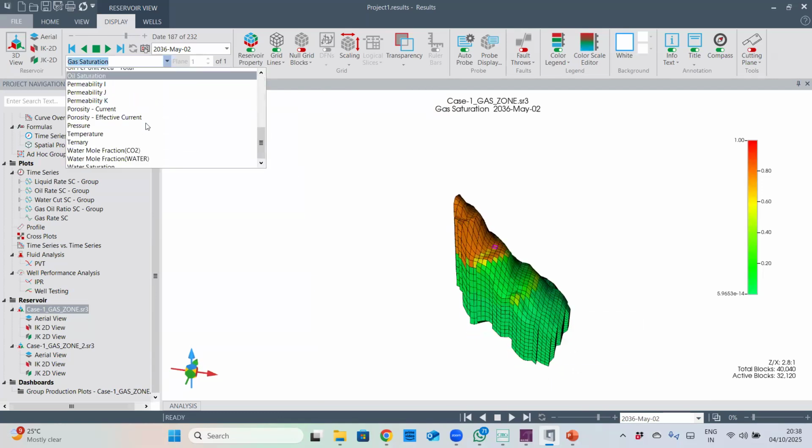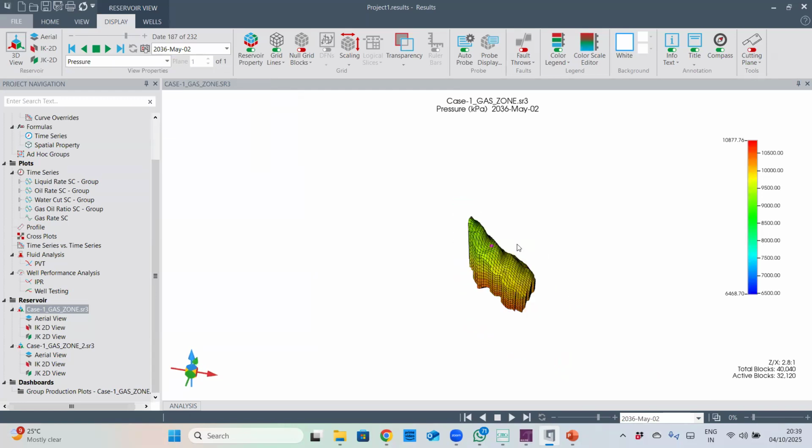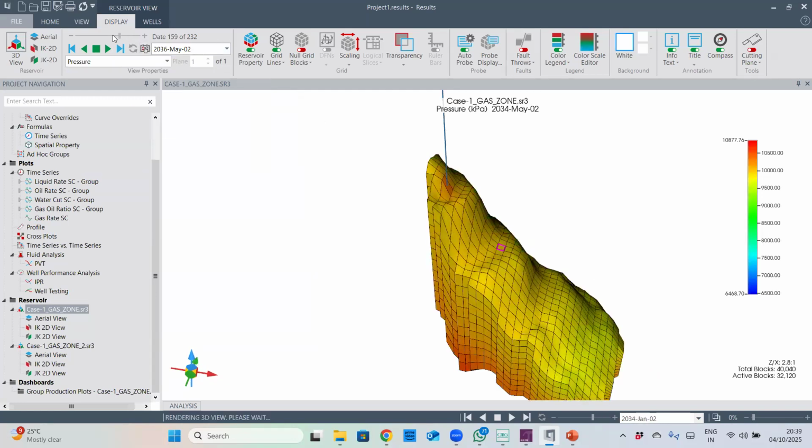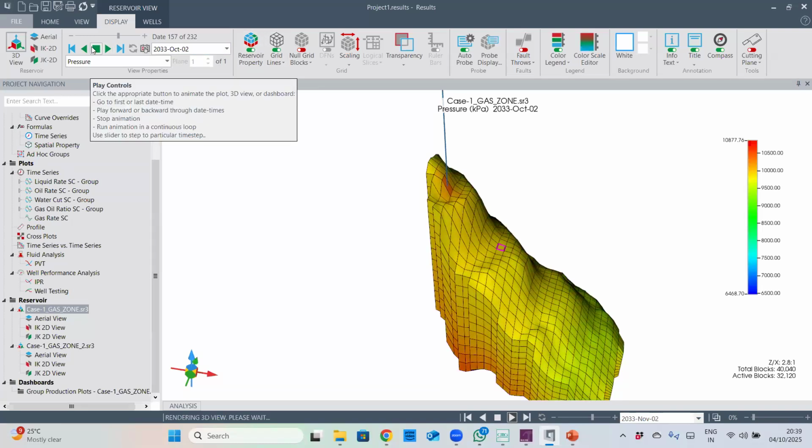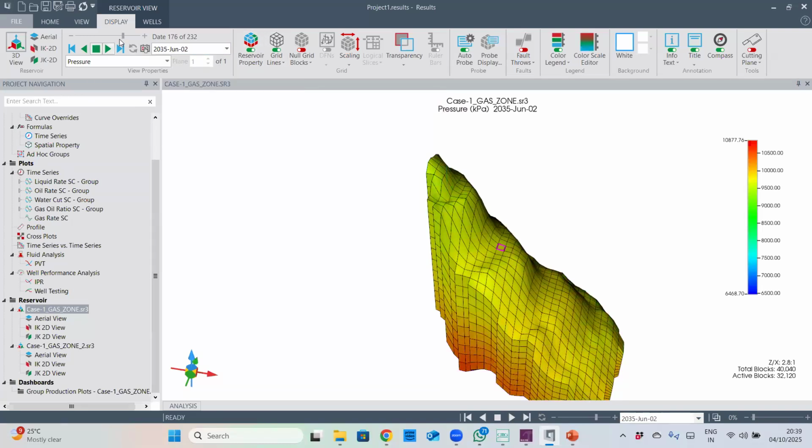Now let's look at pressure. Initially, the pressure is the datum pressure, which I've kept during initialization. But after that, you can see the increase in pressure due to CO2 injection, right? Once injection has stopped, somewhere here, my pressure is around 10,000 kilopascal, but at the wellbore it is around 10,500 kilopascal. So I'm not exceeding the fracture pressure, which is approximately 11,500 kilopascal.